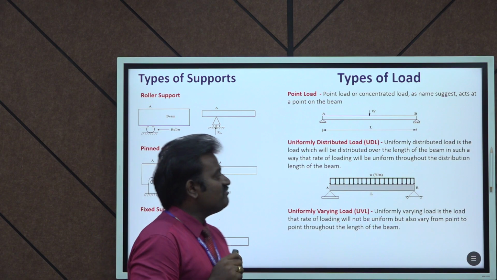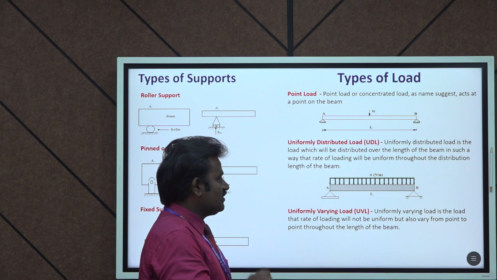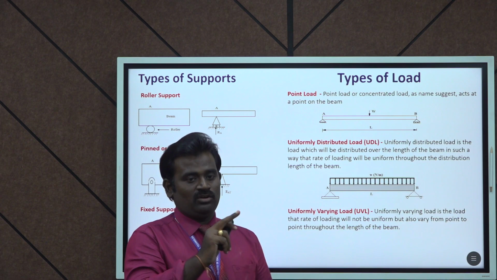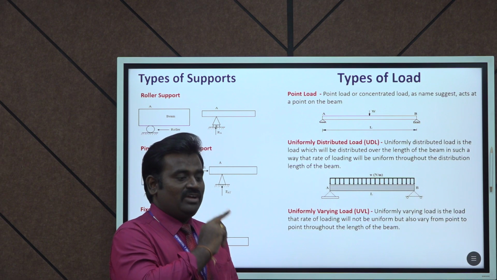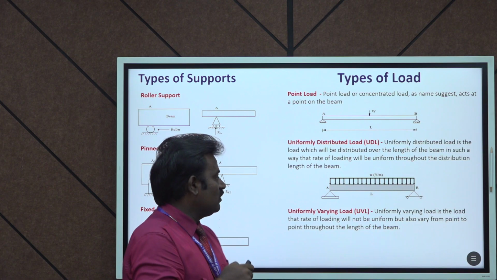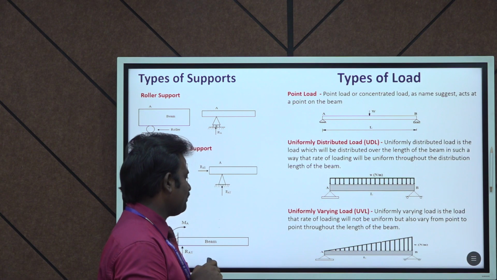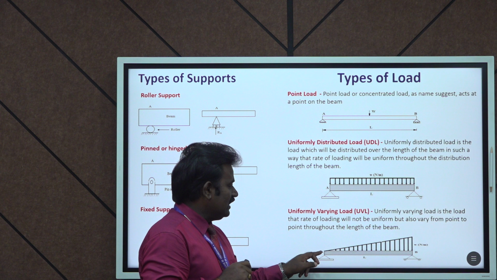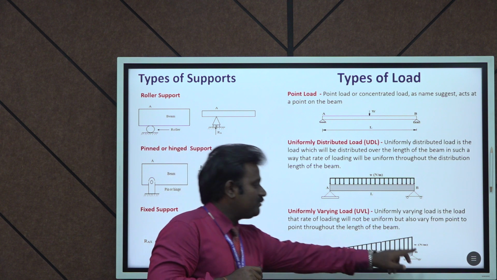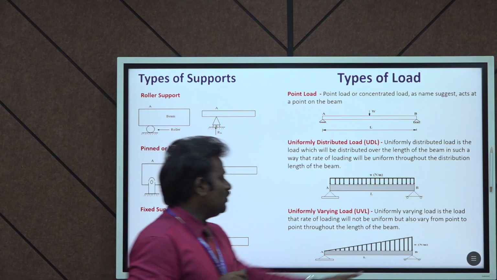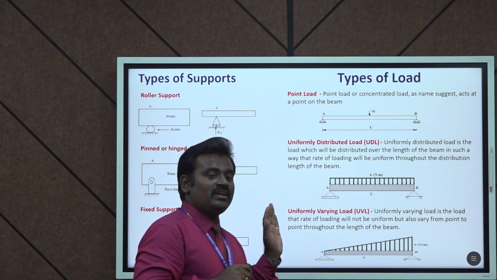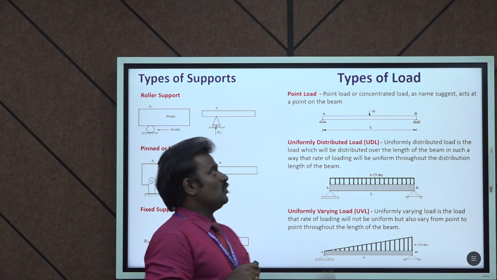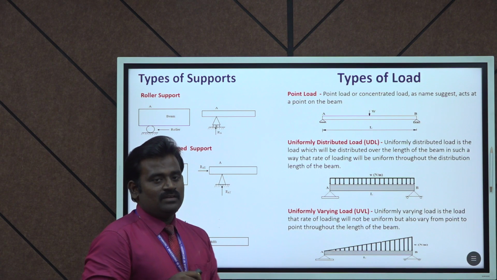Then uniformly varying load. Uniformly varying load means the load varies from point to point. Another name for the uniformly varying load is the triangular load. The load varies from point to point in the beam. So this is the uniformly varying load. Here at A the magnitude of load is 0. At B the magnitude of load is maximum. So between A and B the load varies from minimum to maximum. So this is known as the uniformly varying load. These are the three types of load acting on the beam.